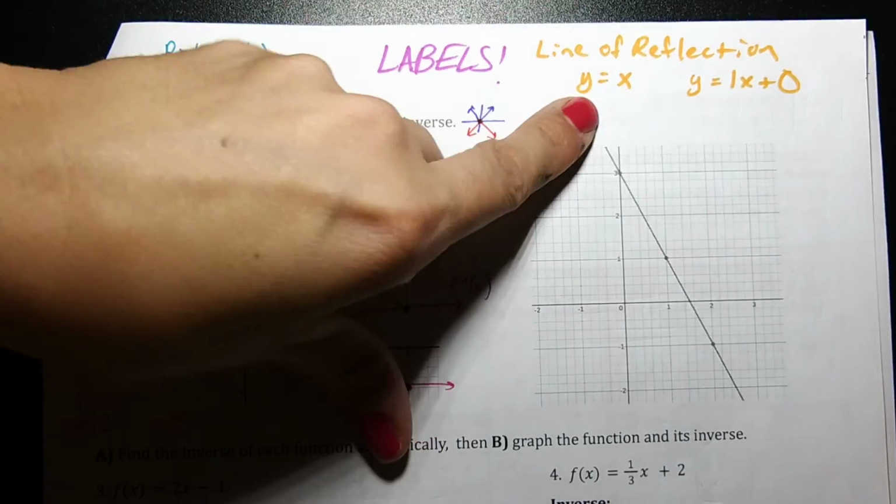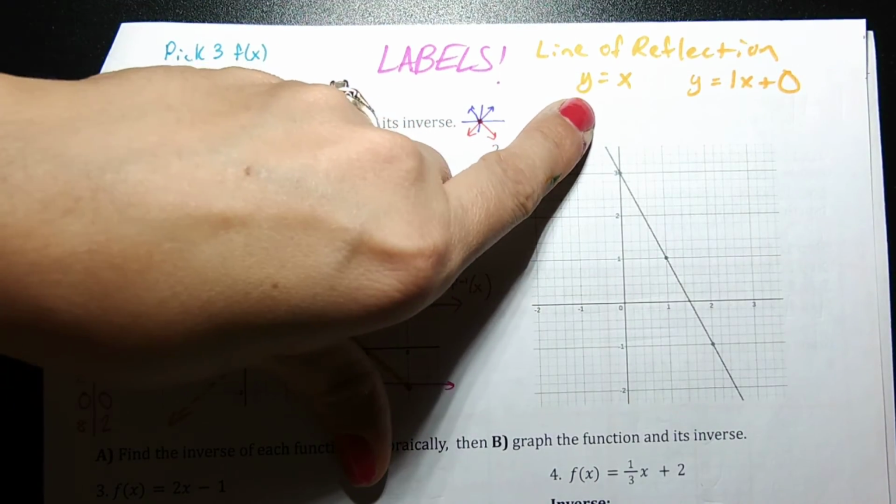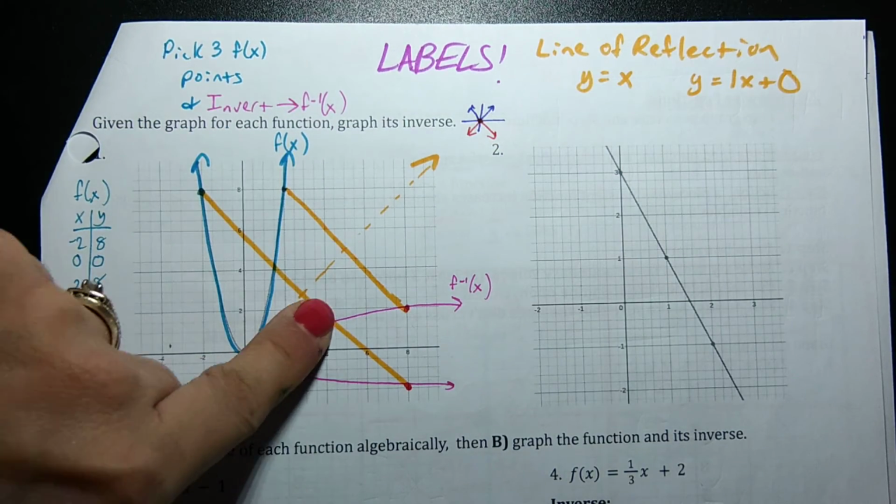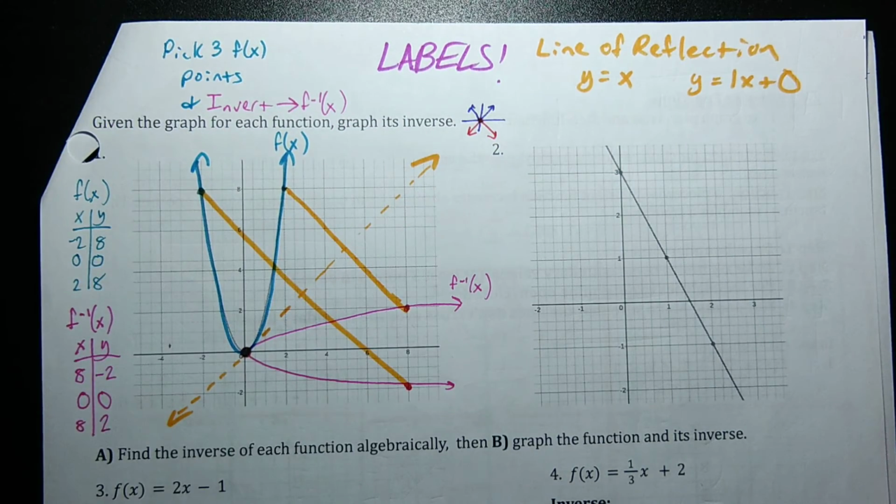Why do you think it's this line, y equals x, and not some other line? What's special about this line? All of the x and y values are the same. So 0, 0 will stay 0, 0. 1, 1 will stay 1, 1. And when you flip the x and the y coordinates, they swivel to the other side of this line.